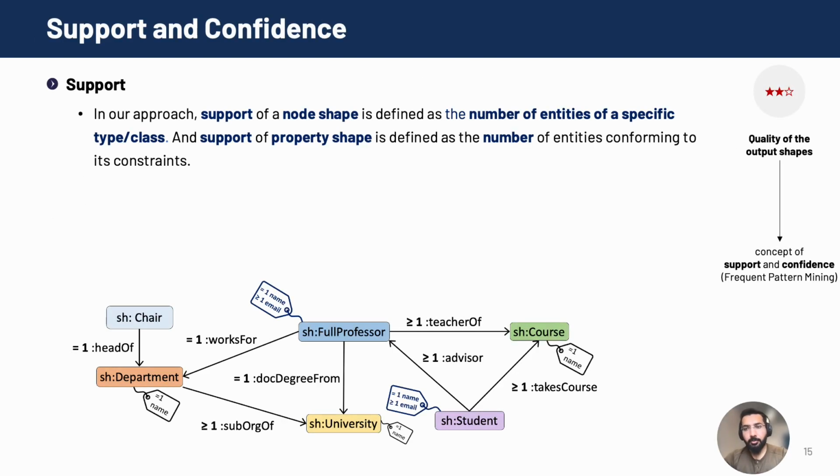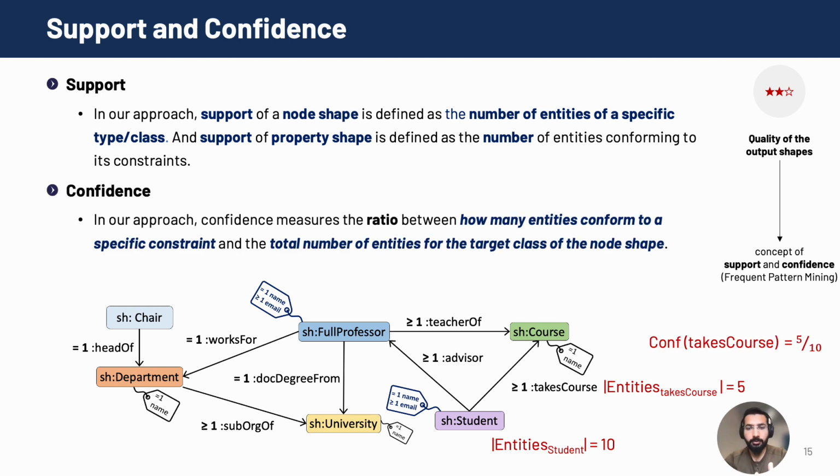Support refers to the relative frequency of an item set in a data set. Here, the support of a node shape is defined as the number of entities of a specific type of class. For instance, if this example graph has 10 students, the support for the node shape would be 10, and if 5 out of them are taking a course, the support for the takes course property would be 5. Similarly, the confidence is the ratio between how many entities conform to a specific constraint over the total number of entities. So in this case, the confidence for the takes course property would be 5 by 10.